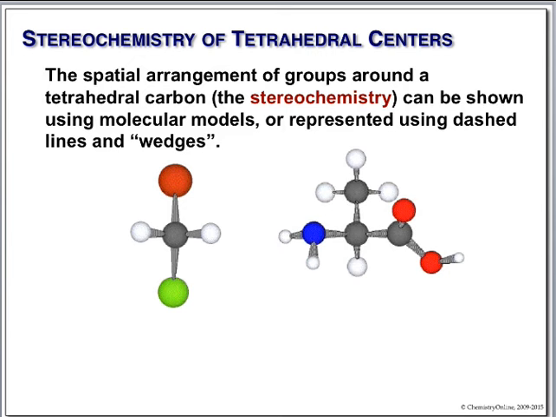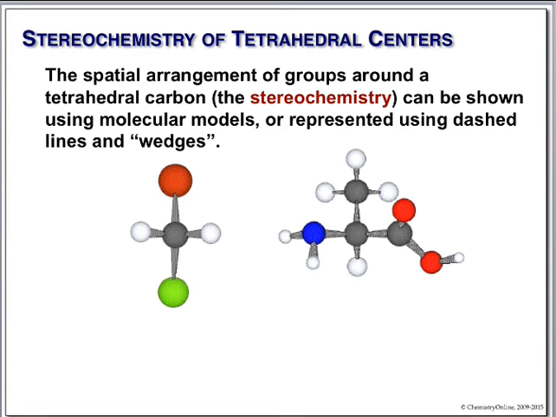Let's look at a couple molecules here. This is bromochloromethane, and this is the amino acid alanine. Here we have two hydrogens. We have bromine and a chlorine. Here we have a hydrogen, an amino group, methyl group, and a carboxylic acid.